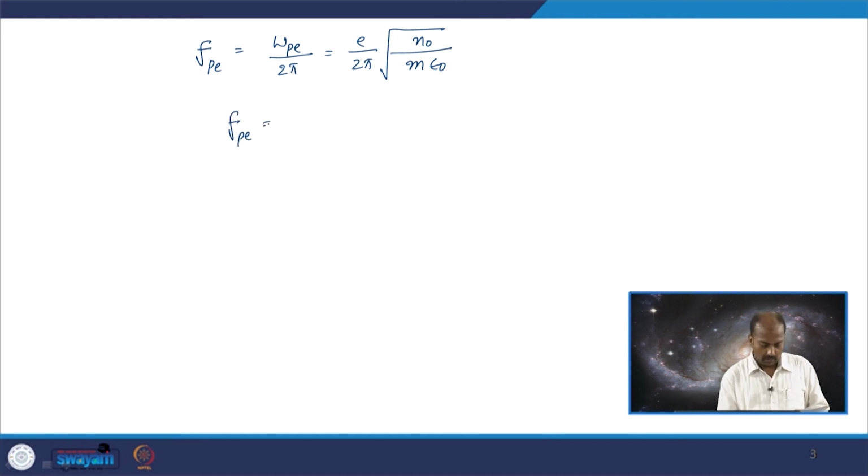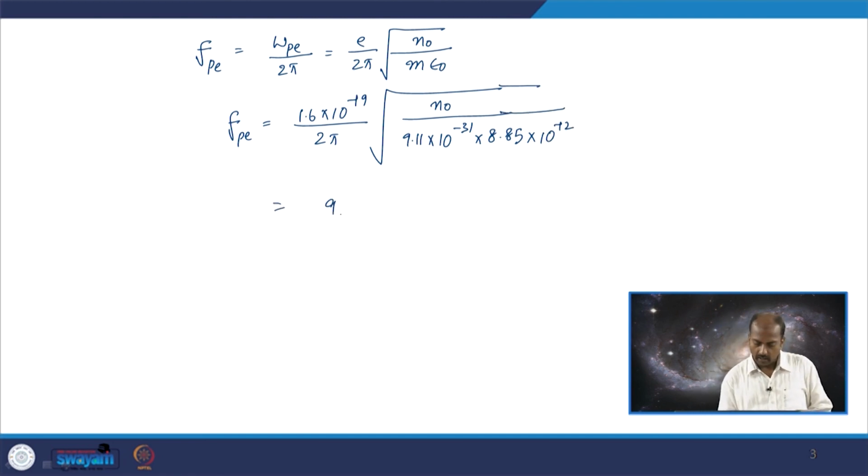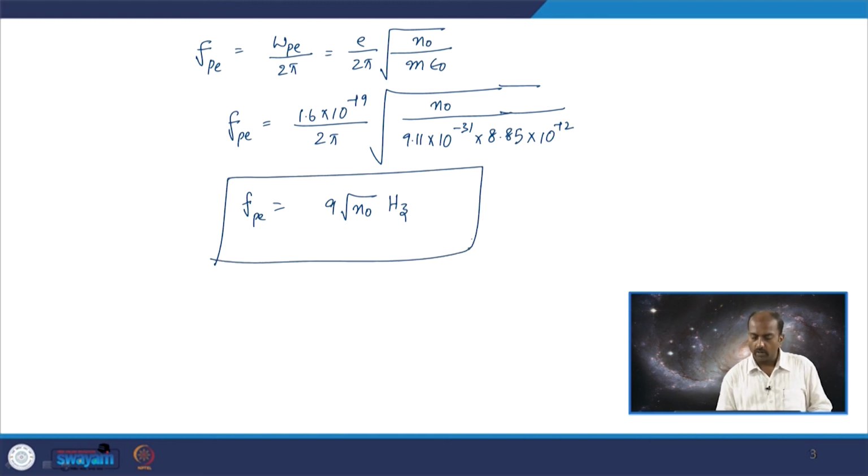So, FPE is 1.6 times 10 to the power of minus 19 divided by 2 pi times the square root of n naught, which can be anything, times 9.11 times 10 to the power of minus 31 times 8.85 times 10 to the power of minus 12, which will reduce to 9 times square root of n naught hertz. This frequency is called the electron plasma frequency.